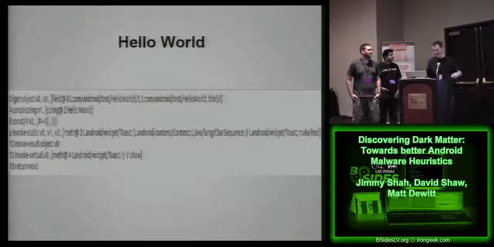You can't actually see those last letters over there. But then it moves that result object into the register, and then invokes the virtual method, which is Boolean show. Okay, and then it returns void. I didn't actually include any of the other invoking code within the Android DEX file, but basically what happens is it invokes the terminal program, which actually shows hello world as soon as this is run.